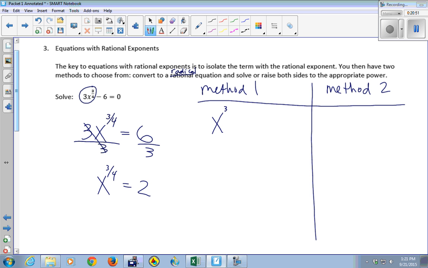So x to the 3/4 equals 2. Remember our rules about fractional exponents. The number on the top of the fraction is the power. The number on the bottom is the root. So this says the 4th root of x cubed, right? Instead of putting a 4 in the bottom of the fraction, we change that to a 4th root, and that equals 2. Haven't really done anything here except rewrite x to the 3/4 in a different way.